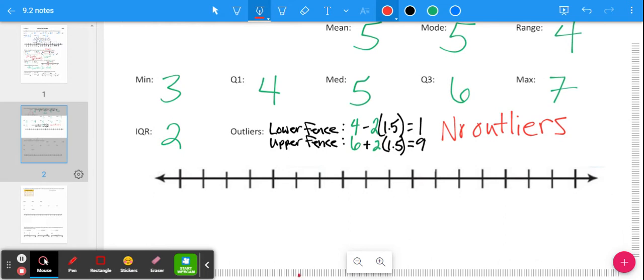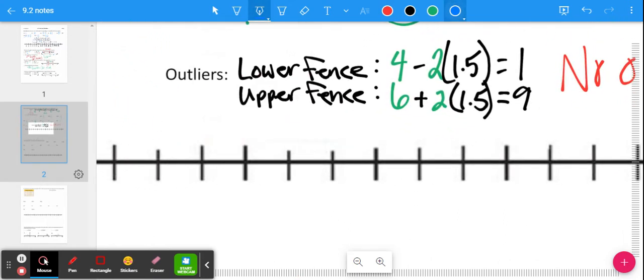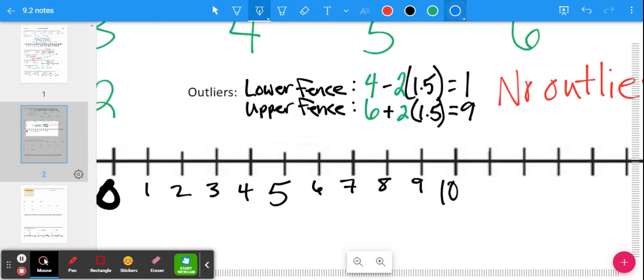So that means we can just put this straight onto the number line as our box plot. So our minimum was, right, number line. So at this point, we can draw it on there. We have our minimum was 3. Our Q1 is 4, median 5, Q3 6, and the maximum 7. So our box plot looks like that.